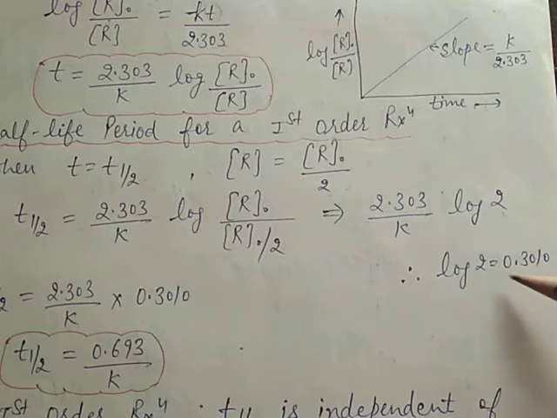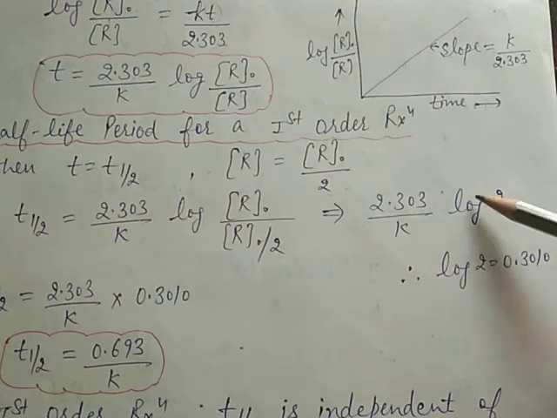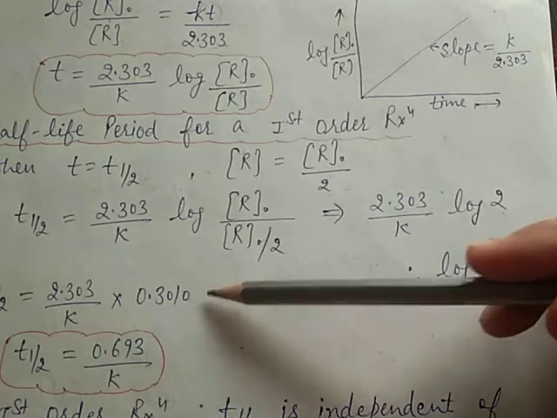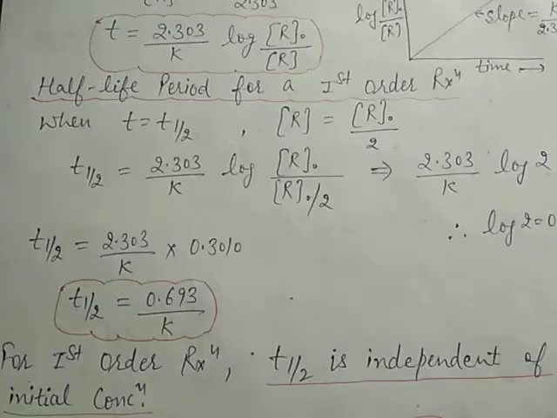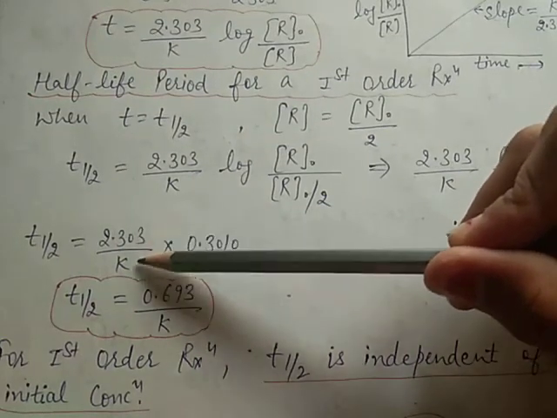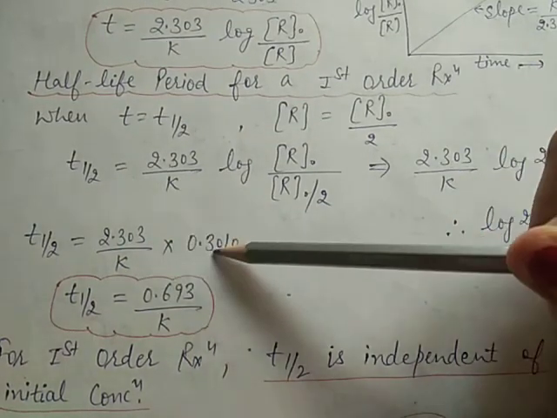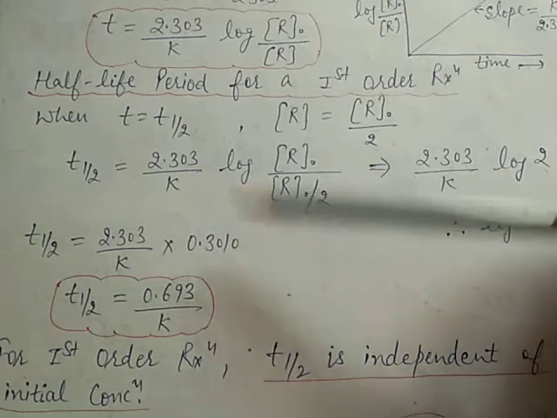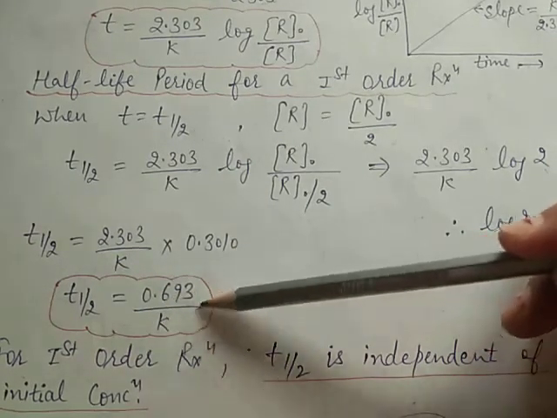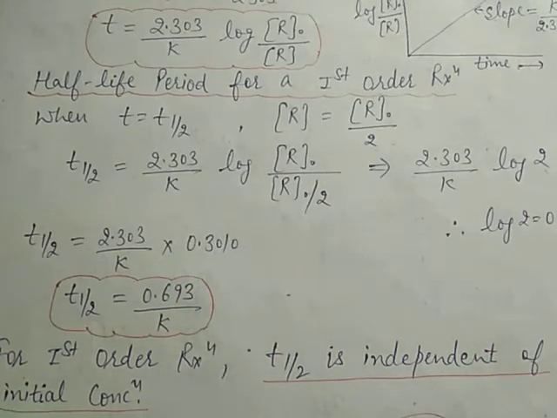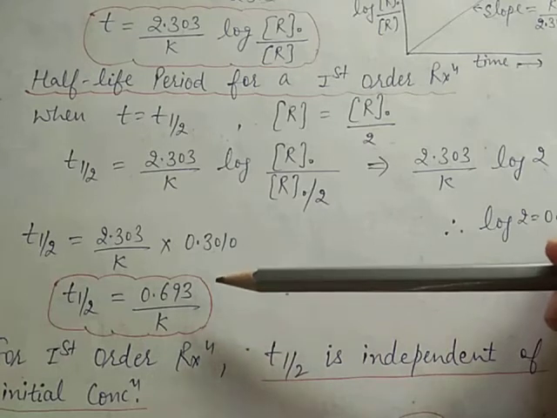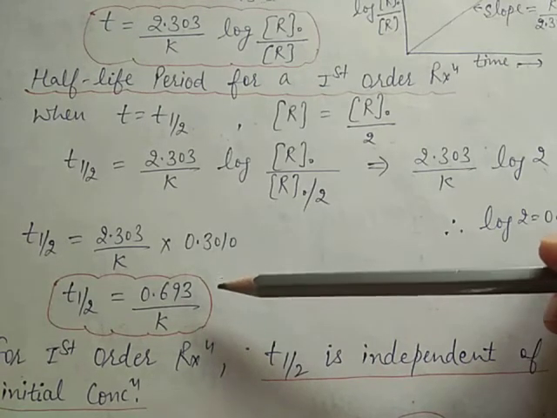0.3010. Putting this value of log of 2 in this formula, t half is equal to 2.303 by k into 0.3010. Then t half is equal to 0.693 upon k. This is the formula of half-life period of first order reaction.